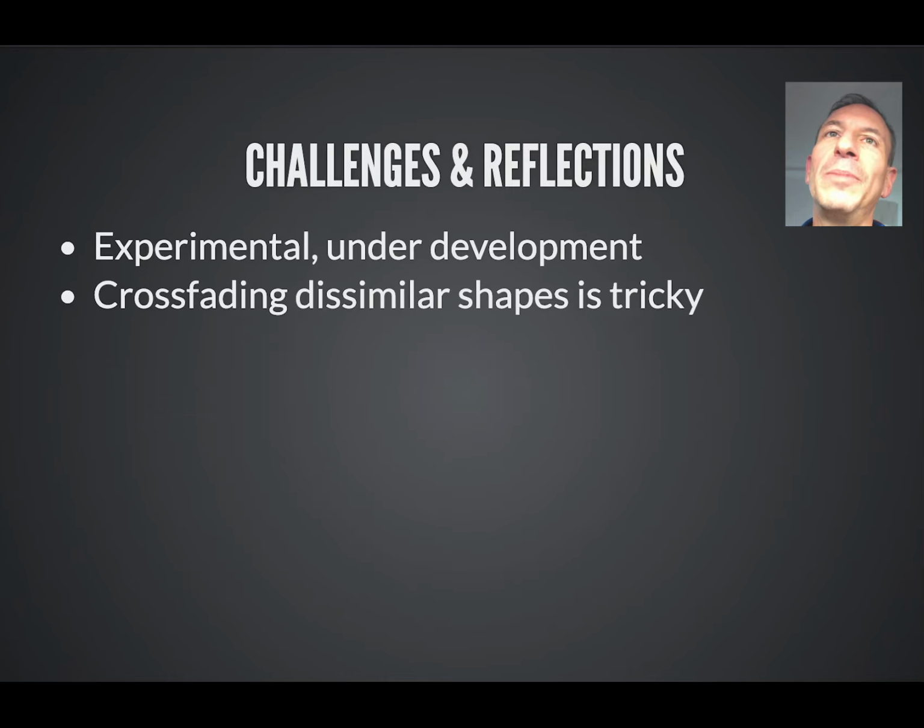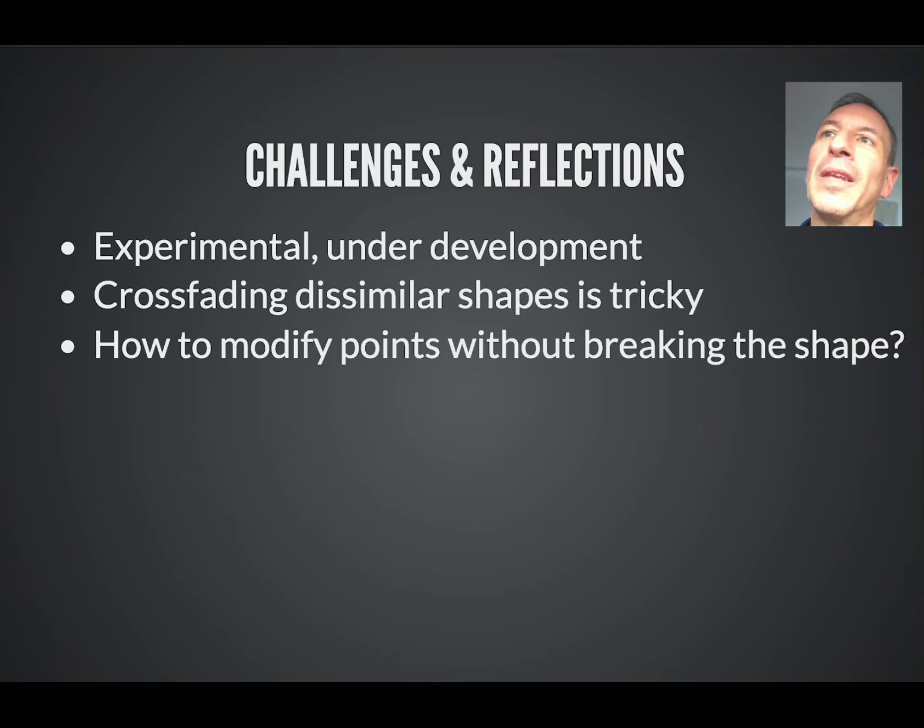Crossfading dissimilar shapes is very tricky. It's not something that's been super thought through yet. It's just something that came out of necessity for performance. But the idea of what to do for dissimilar shapes when you're making them on the fly layer by layer is really interesting. And that kind of follows with how to modify points without breaking the shape. So right now it doesn't look for physical constraints because it's just printing line by line. So you have to experiment and visualize and try things out.